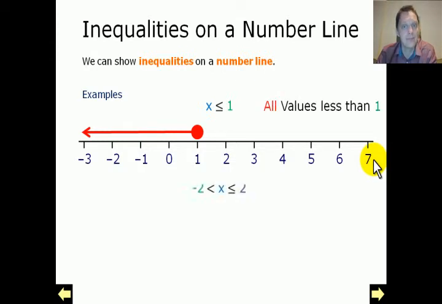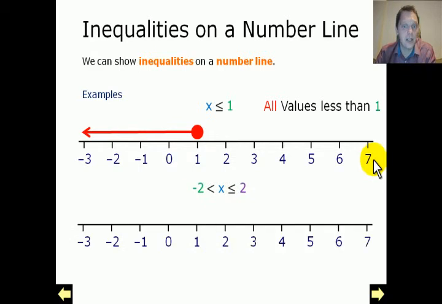Just showing another example here of -2 being less than x, but x is also less than or equal to 2. So again, we're going to identify where -2 is, identify where 2 is. We're going to use an open circle at -2 because of our strict inequality. And we're going to use a filled in circle because of our inclusive inequality. And we're going to draw a line going through, which tells us that all the values along this line, including 2, could be part of our solution.